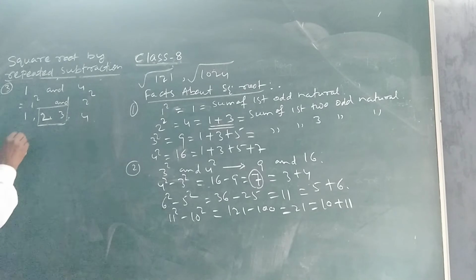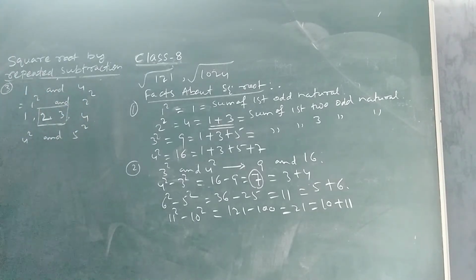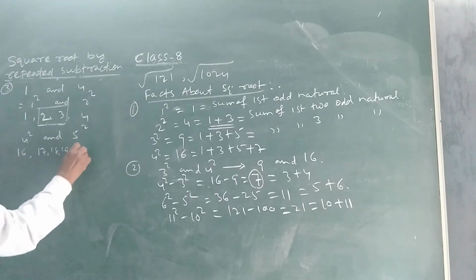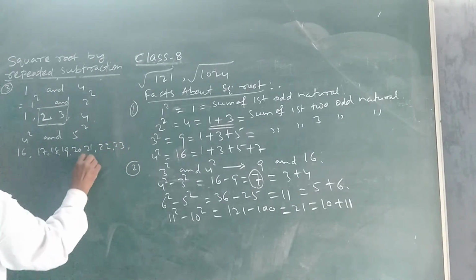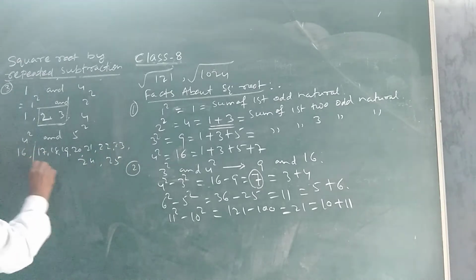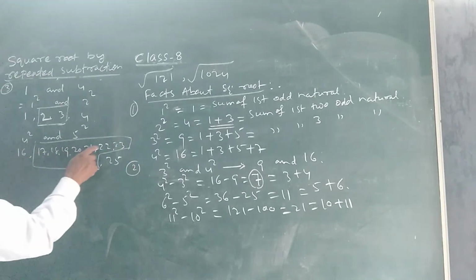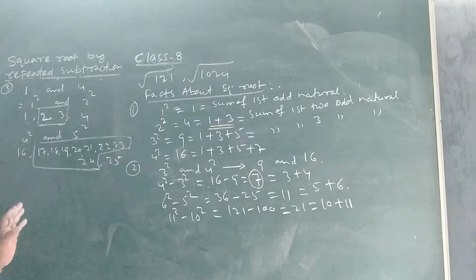If I ask you between 4 square and 5 square, what are the non-square numbers? You can easily write 16, 17, 18, 19, 20, 21, 22, 23, 24 and 25. You see, these are the non-square numbers: 1, 2, 3, 4, 5, 6, 7 and 8. There are 8 non-square numbers between 4 square and 5 square. Okay. So in a similar manner we can find.